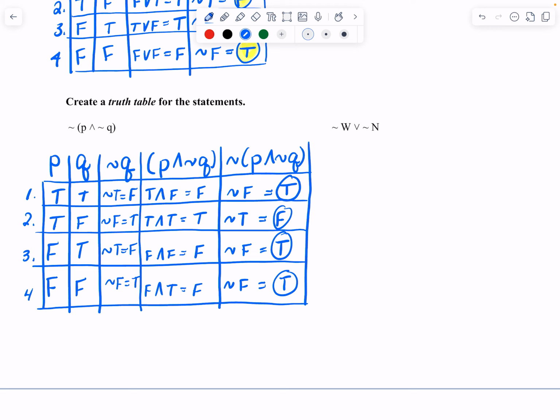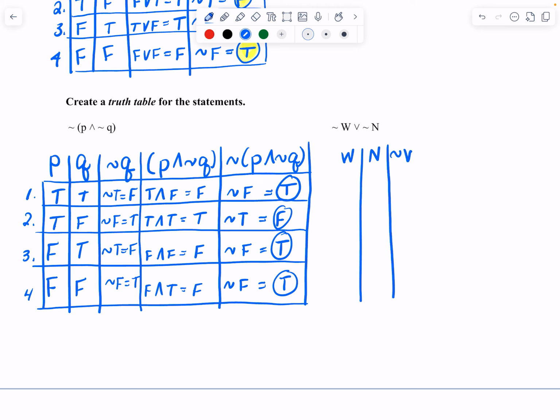All right. So it says create a truth table for the statement negation W or negation N. Now again, we have just 2 letters, so we know we're going to have 4 rows. When this happens, it's not P and Q, just go in order. So I'm going to do W first, and then I'm going to do N. And then I don't have parentheses, so I'm going to go in order.